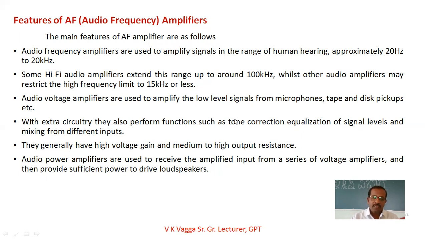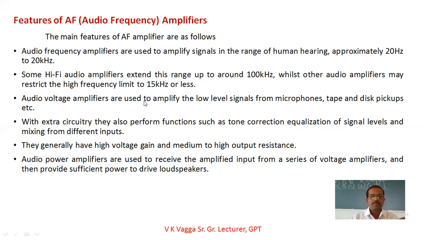Understood? Okay, again I am going to repeat. Audio frequency amplifiers are used to amplify the signals in the range of human hearing, approximately 20 hertz to 20 kilohertz. Some hi-fi audio amplifiers extend this range up to 100 kilohertz, or it can also be restricted to 15 kilohertz or less.